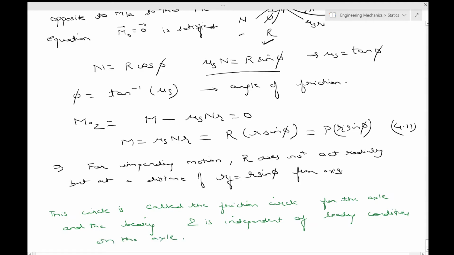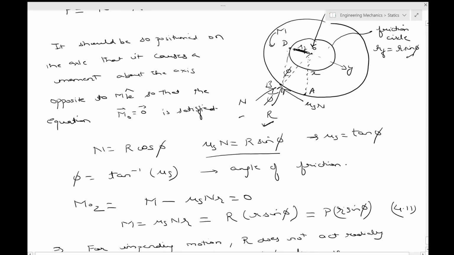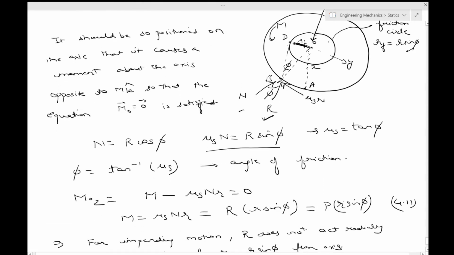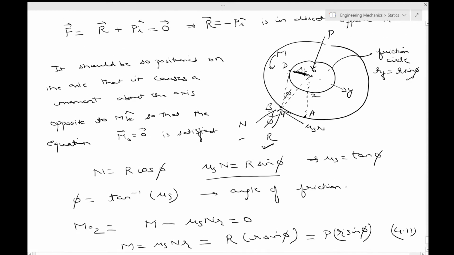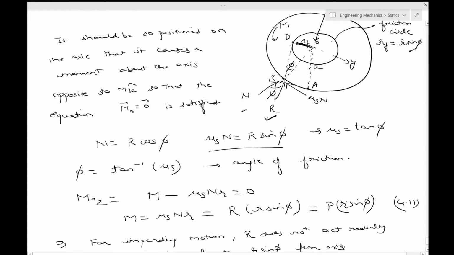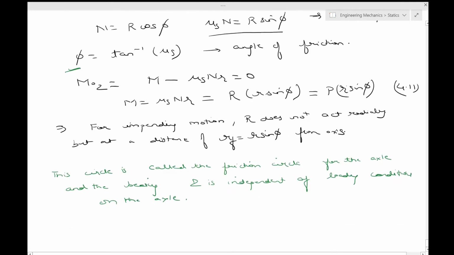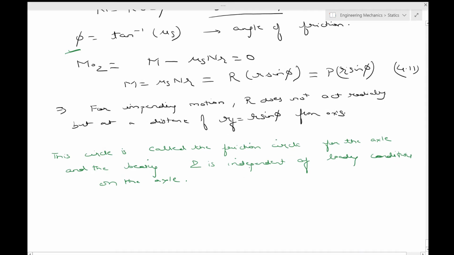So it's not really dependent on P, which is the loading on the axle. Since Rf is equal to r sin phi, r is the radius of the axle, so it's independent of the loading, and phi, as you see, is the friction angle, depending only on the friction coefficient. So that's why it is written that it is independent of the loading conditions on the axle.